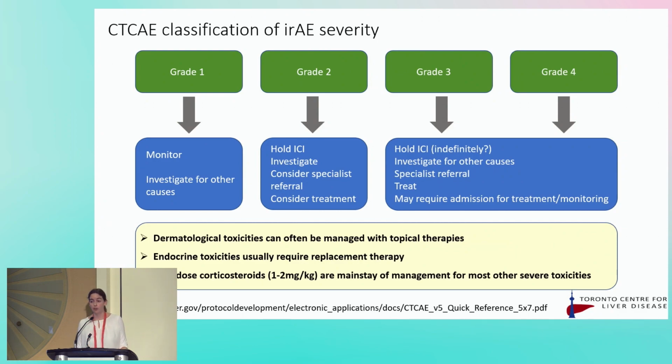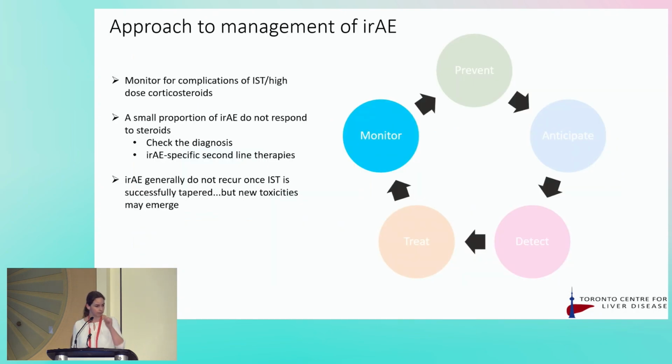Just a few exceptions. Dermatological toxicities you can often manage quite simply with topical therapies. Endocrine toxicities may be permanent, actually, and usually require replacement therapy, but not immunosuppression. But for most other toxicities, eye-wateringly high doses, sometimes, of corticosteroids are the mainstay of management for most patients who need treatment and don't resolve simply with withdrawal of the checkpoint inhibitor.